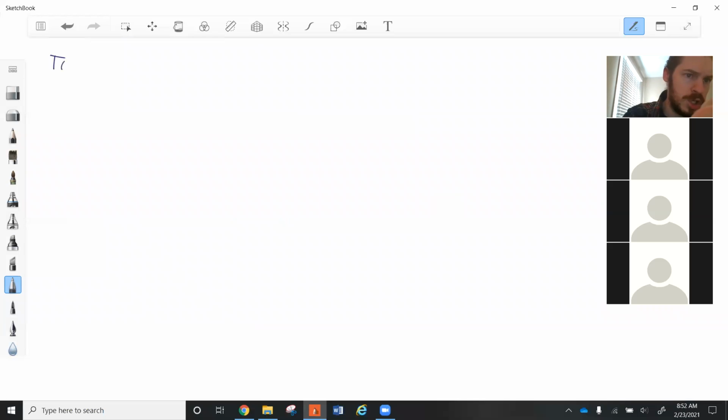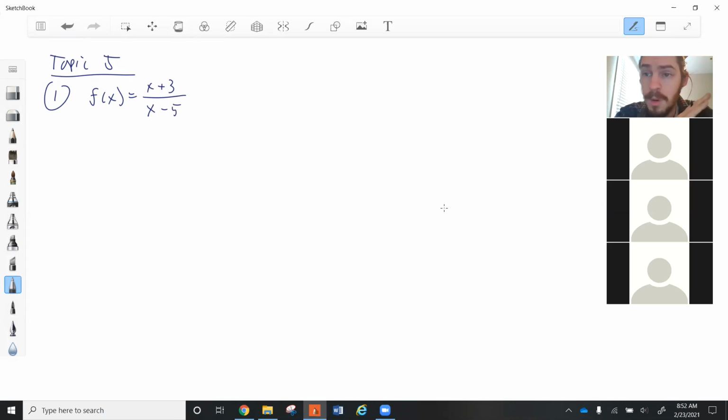All right, topic J. I graded this one as well. On topic J, the first problem, I gave you a function, x plus 3 divided by x minus 5. Most of you did this great. I just want to quickly recap how to find an inverse for those of you who were confused about that.